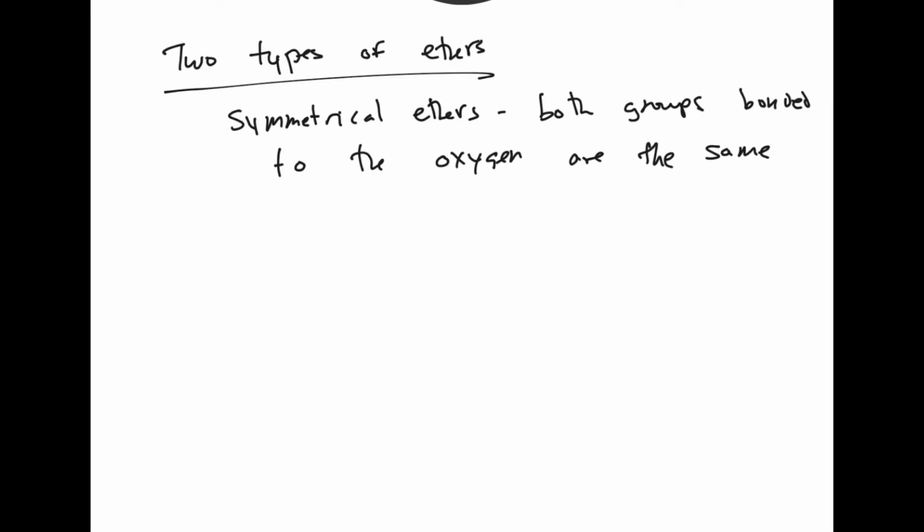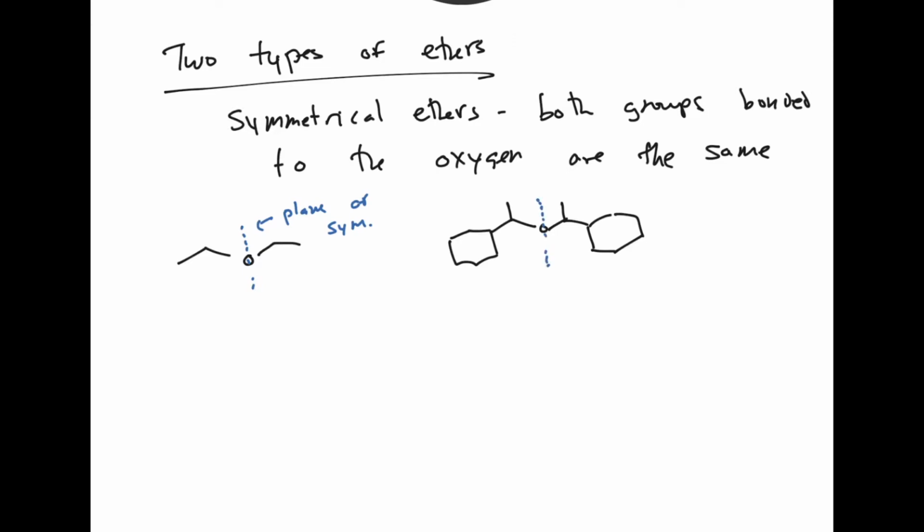So both groups bonded to the oxygen are the same. Basically, you have a plane of symmetry that goes down your oxygen. Right, so either side of the oxygen is exactly the same. So these are symmetrical ethers.